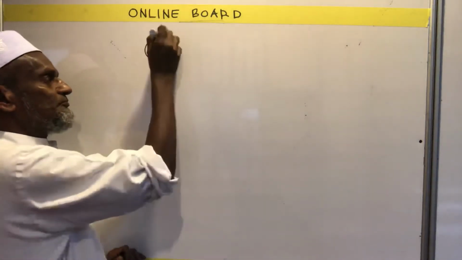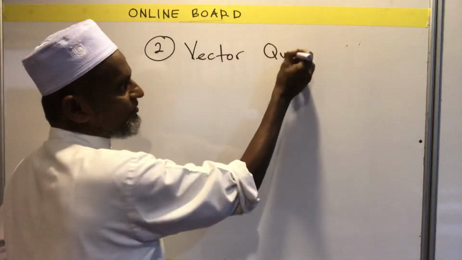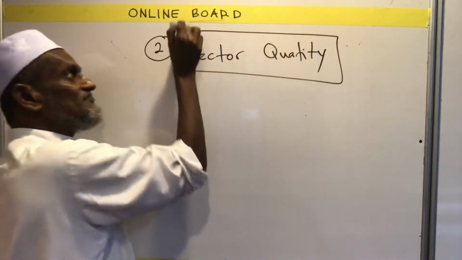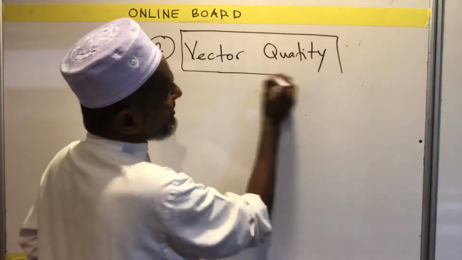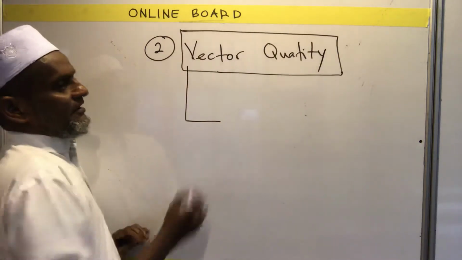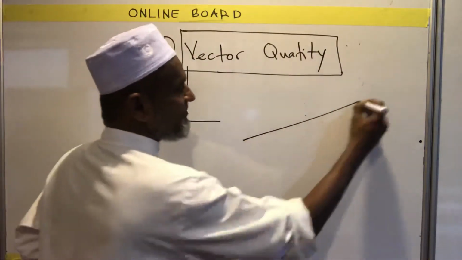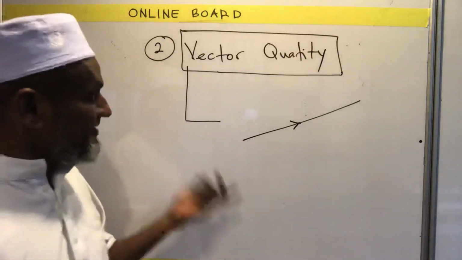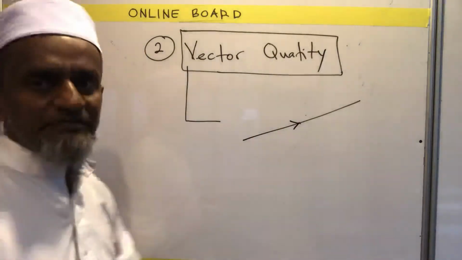Number 2, as I said earlier, a vector quantity has magnitude and direction. We look at the properties. In terms of diagram, a vector quantity is represented by a straight line with an arrow. To represent a vector quantity by diagram is a straight line with an arrow.